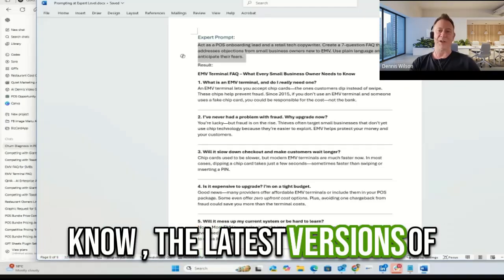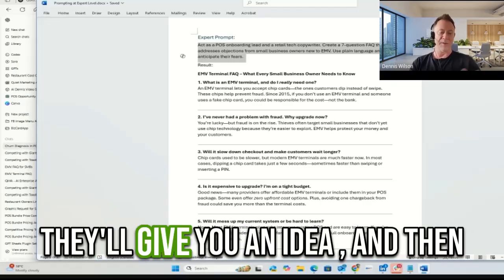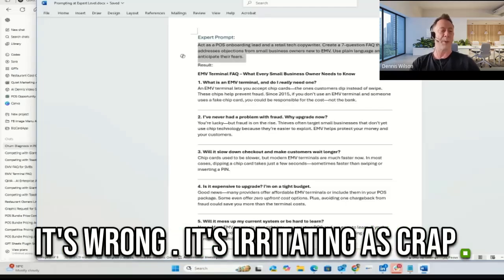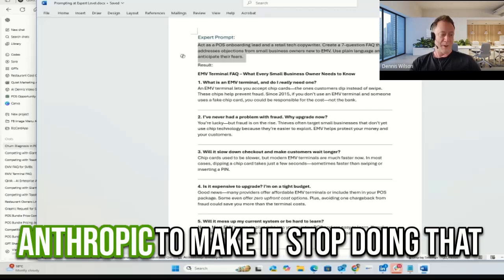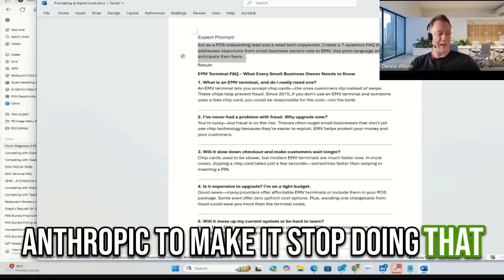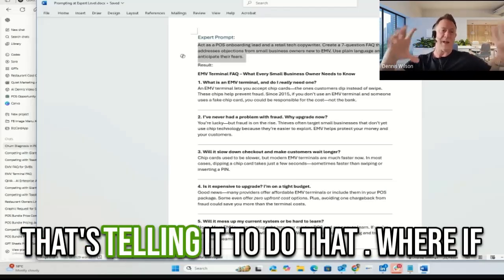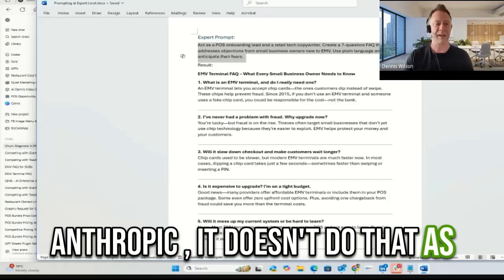The latest versions of everything across the board have become a bit myopic, and they'll give you an idea and then they'll defend their idea even when it's wrong. It's irritating. So I've found I sometimes have to really get aggressive with Anthropic to make it stop doing that within the Bolt app, which probably has a master prompt that's telling it to do that. If I do it in regular straight Anthropic, it doesn't do that as much.